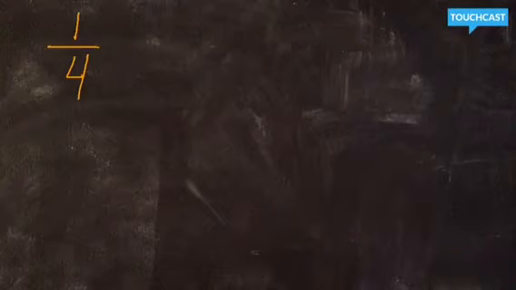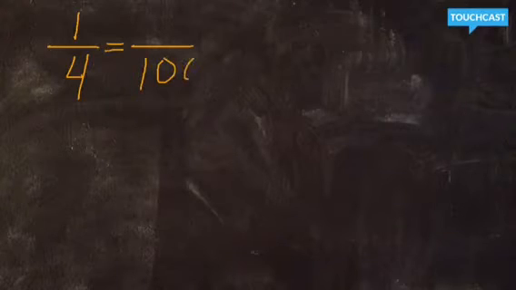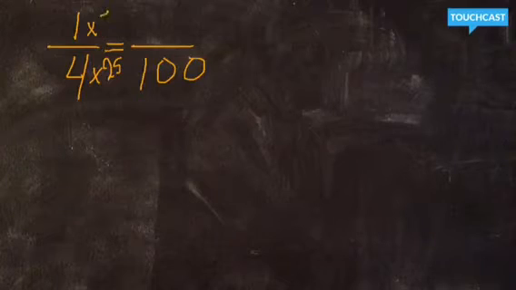Now I'm going to show you how to create a decimal out of a fraction when the denominator is a factor of 100. So the first thing you do is create an equivalent fraction with the denominator of 100. So you say to yourself, 4 times what equals 100? And in this case it would be 25. And up here, then, you just multiply by 25, and that would be 25.